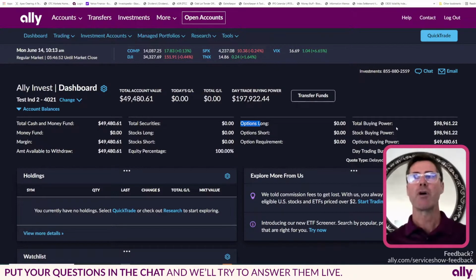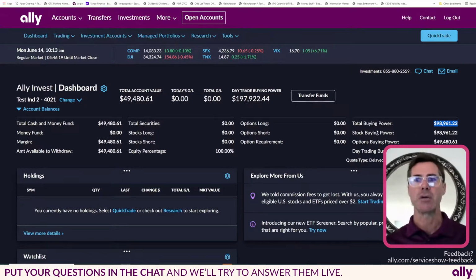Now, if you look to the far right, the numbers look a little different. We know this account has a value of $49,000. How do we have a number of $98,000 here? Now, the reason for that is, since this is a margin account, you're able to buy additional stock with borrowed money. That's the definition of margin. And you'll see this $98,000 is exactly twice the $49,000 of cash that we have in the account.